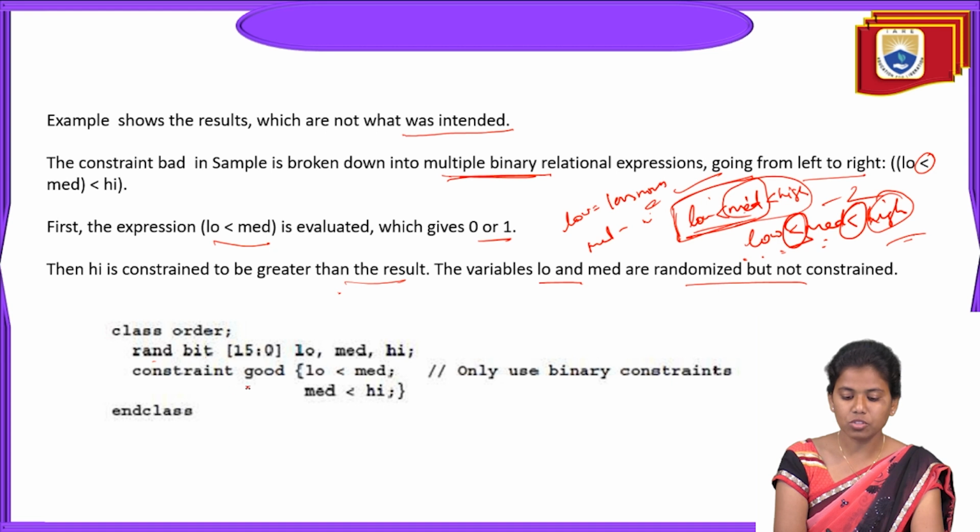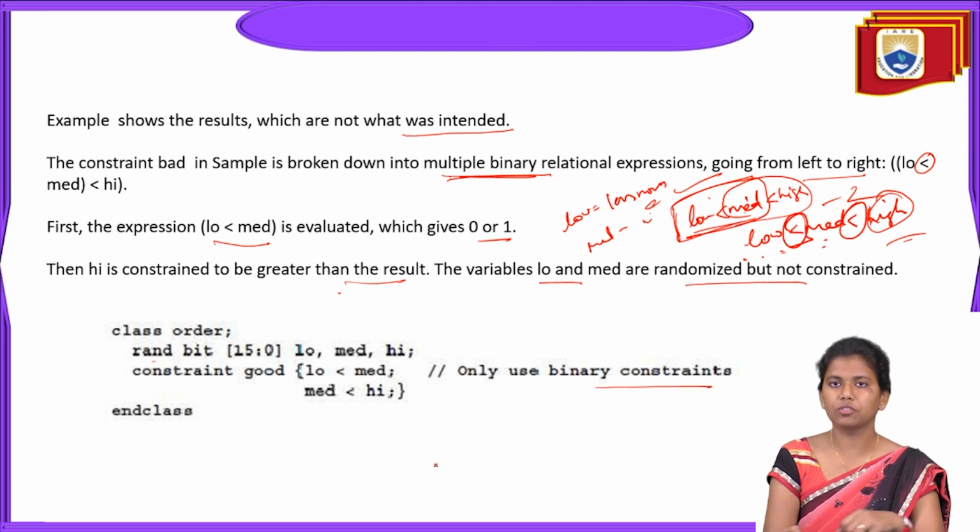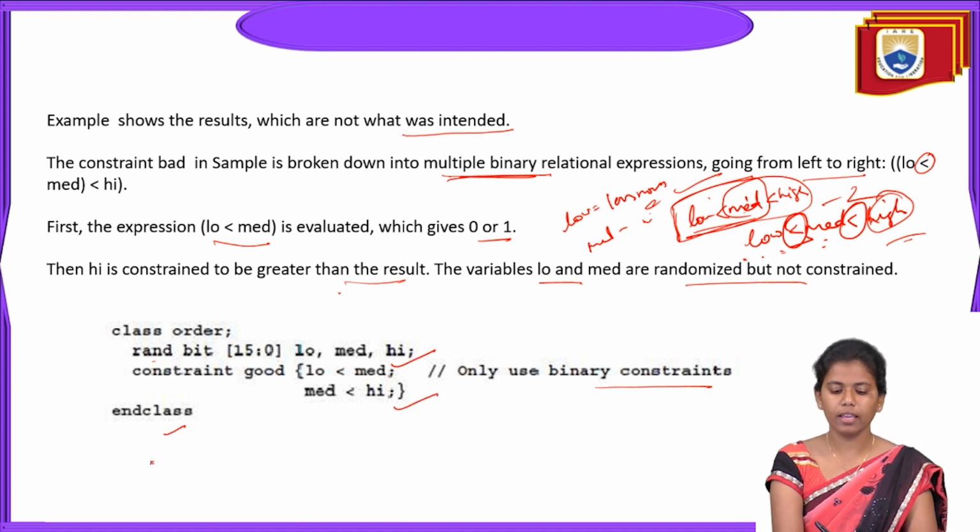And now constraint good. If it is good, it means low less than medium. Okay, only use binary constraints. So if it is good, low less than medium, this is one constraint, and medium less than high, this is the other constraint, and end class.